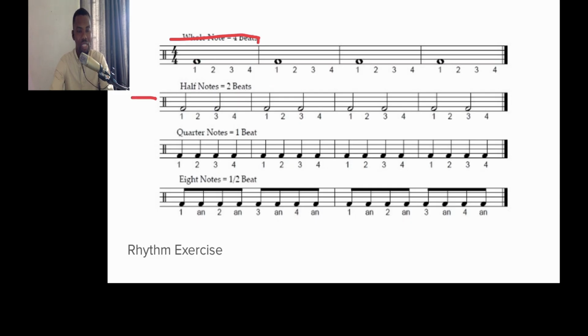So now let's move on to the second system. You would hear 2 claps in every bar. And you hear the clap on beat 1 and beat 3. Why? Because we're dealing with half notes. We divided the whole note into 2, and that gives us 2 half notes in every bar. So let's do this. Join me as we do this. 1, 2, 3, 4. 1, 2, 3, 4. 1, 2, 3, 4. Very good.